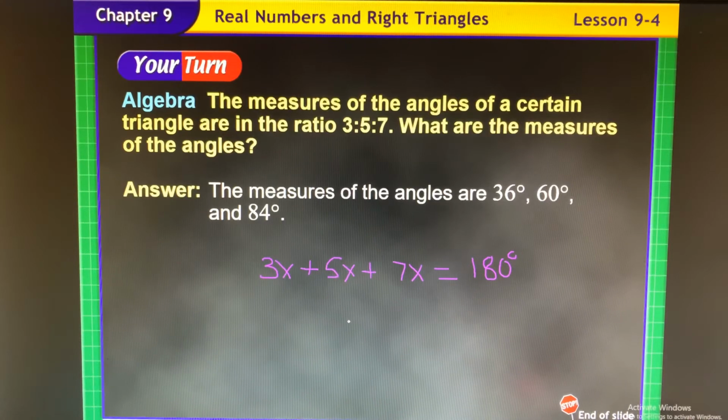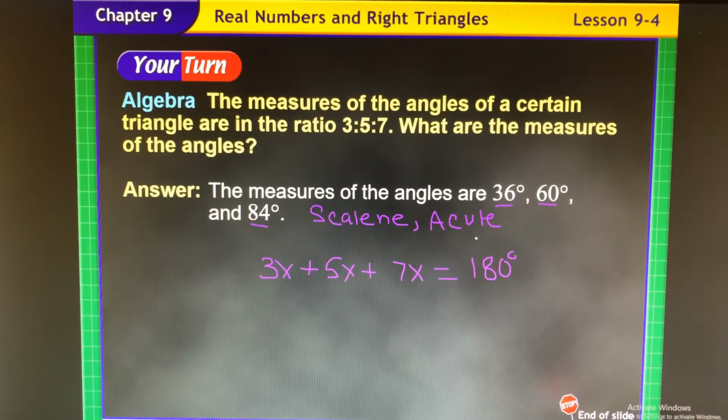So let's identify this triangle. Are any of the angles the same? Nope. Therefore, you call it a scalene. It seems like they're all scalenes. You know how this always goes. And now look at the angles. Are any of them obtuse? No. Are any of them right? No. Are they all acute? Yes. If all three are acute, then it is a scalene acute triangle.